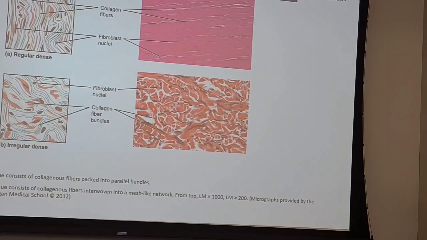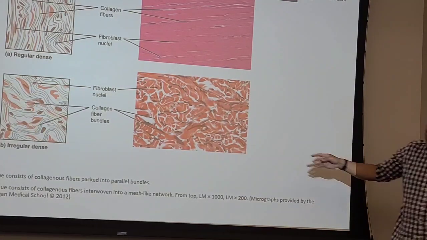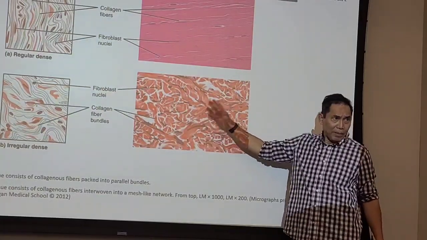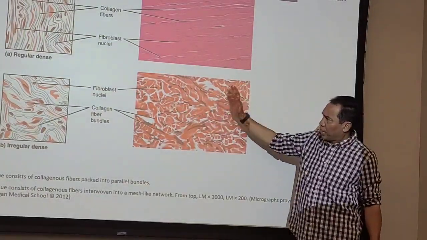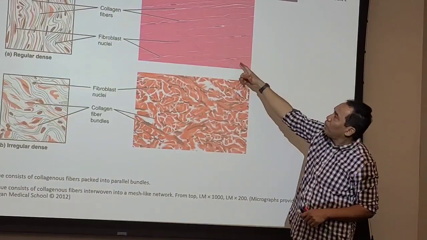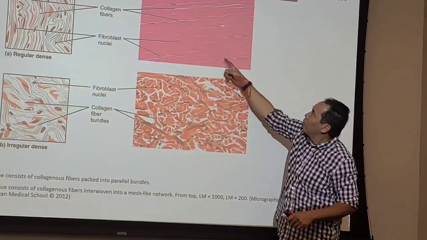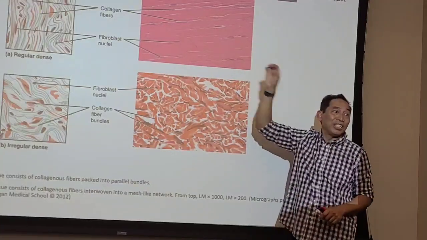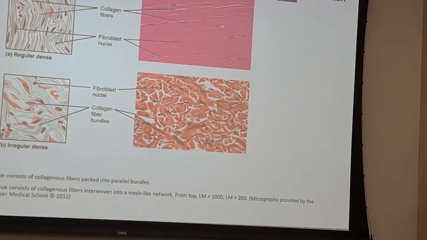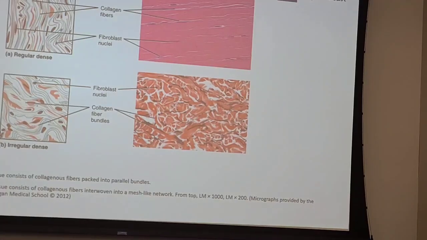This is the dense connective tissue. If you see this one, this is irregular. The fibers, whether collagen fiber or elastic fiber, are not going in the same direction. This one is regular, going in the same direction. So it's a nice arrangement. That's called regular connective tissue.